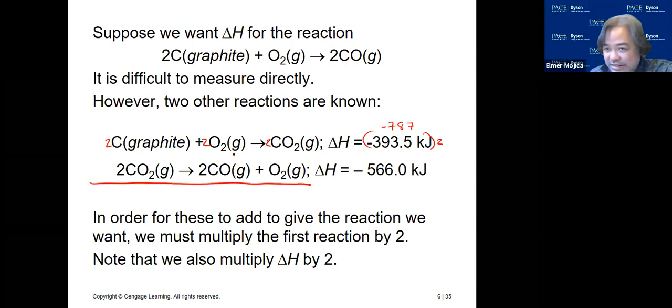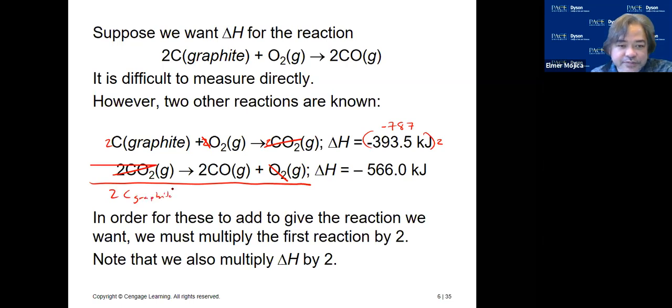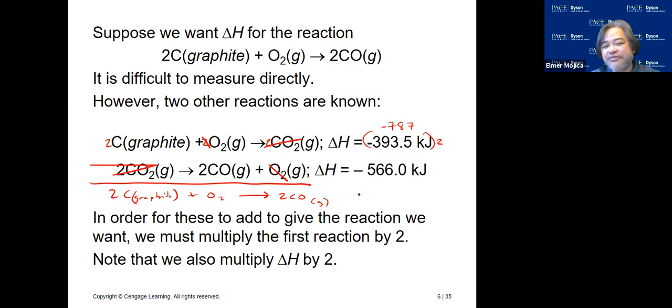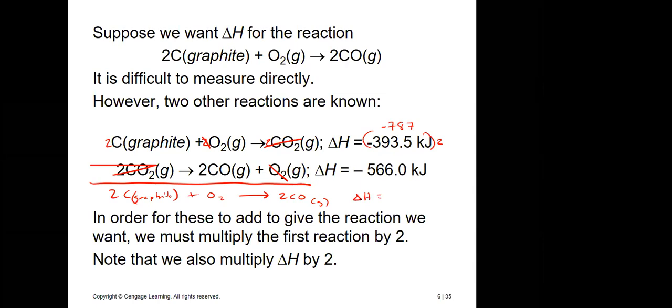Before adding them, we can cancel out the one that we can find on both sides. So we can cancel this. We can cancel one of the oxygen here. So we end up with 2C graphite plus oxygen to produce 2CO, which is the one that we're looking for. And the delta H now is equal to, what do you get? Negative 1353.